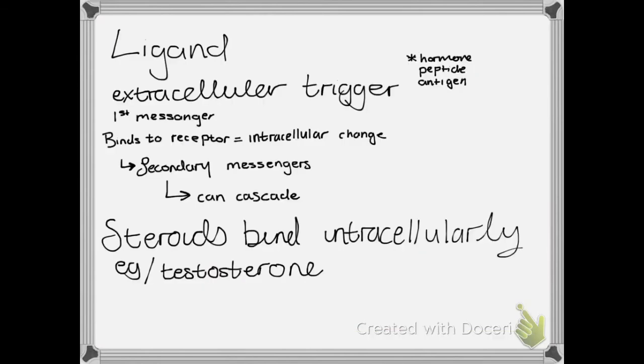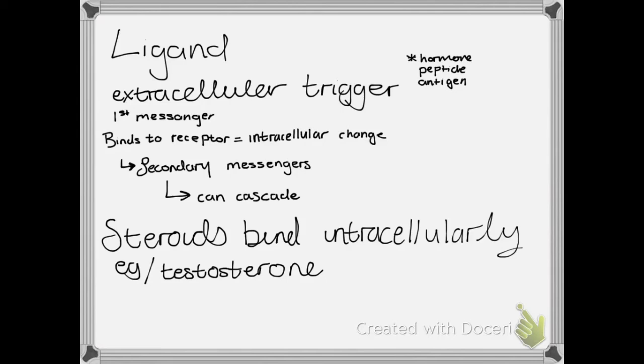So you may have heard me mention the term ligand a couple of times. This is basically just a fancy word for an extracellular trigger. So these can be hormones, peptides or antigens, and they act as a first messenger. These are the ones that bind to a receptor to cause the intracellular change. This change can be the release of a secondary messenger, which then can bind to another one and then cause the release of another, and so on and so forth, like a domino effect or a cascade.